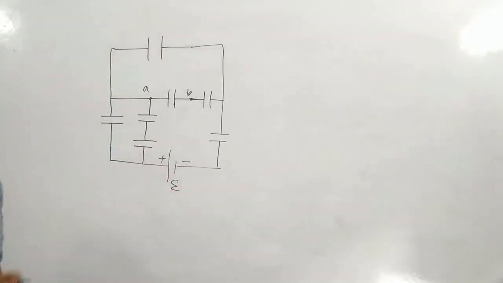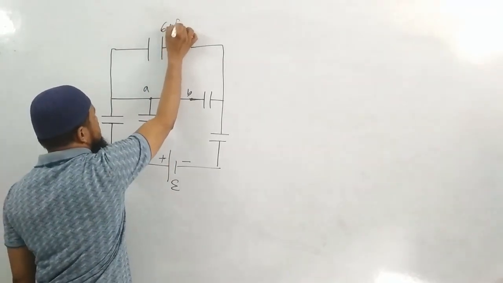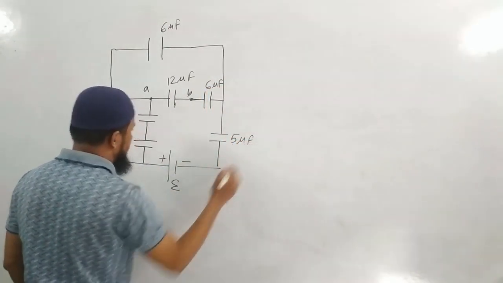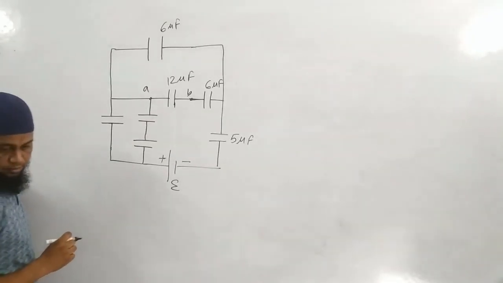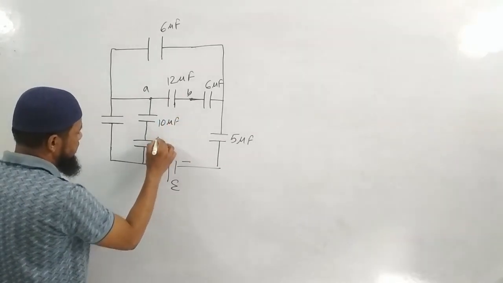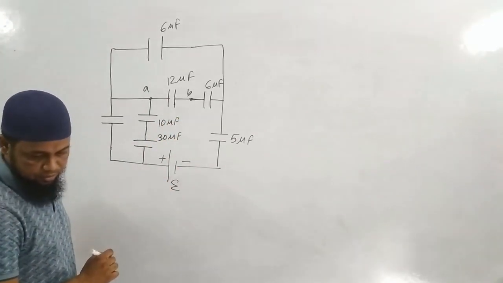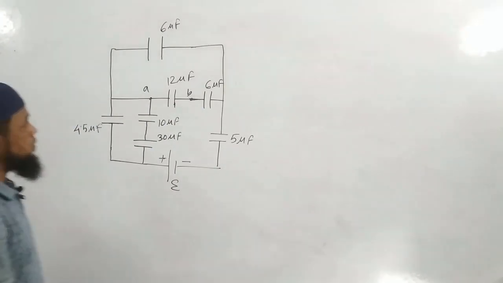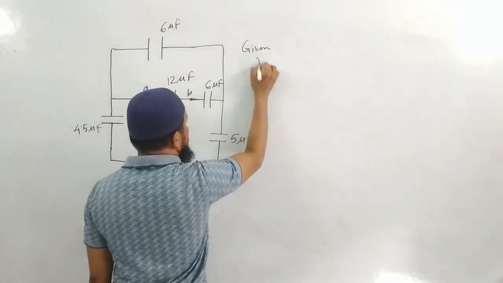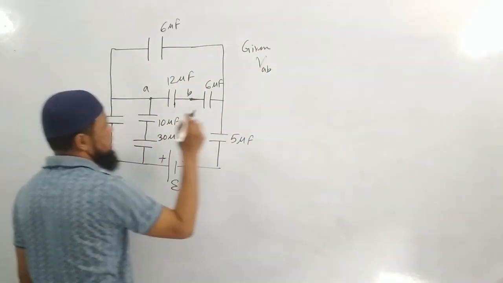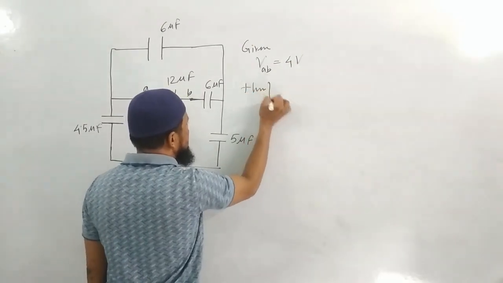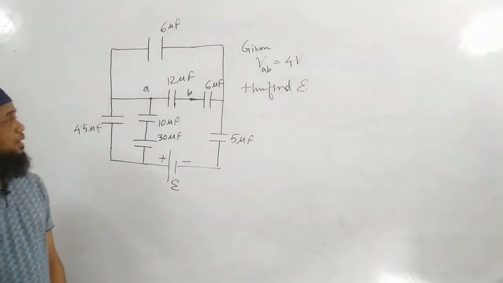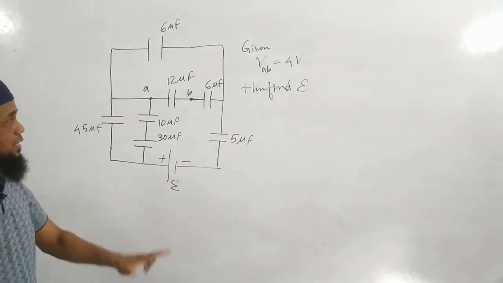Okay, so let me give you the values of the capacitors. 12, 6, 6, 6 microfarad, 12 microfarad, 6 microfarad, 5 microfarad, 10 microfarad, 30 microfarad, and this is 4.5 microfarad. In the question it is given VAB, potential difference between A and B is 4 volt. Then find the value of the EMF. We have to find the value of the EMF. Potential difference between these 2 points is given as 4 volt. That is the only thing given.